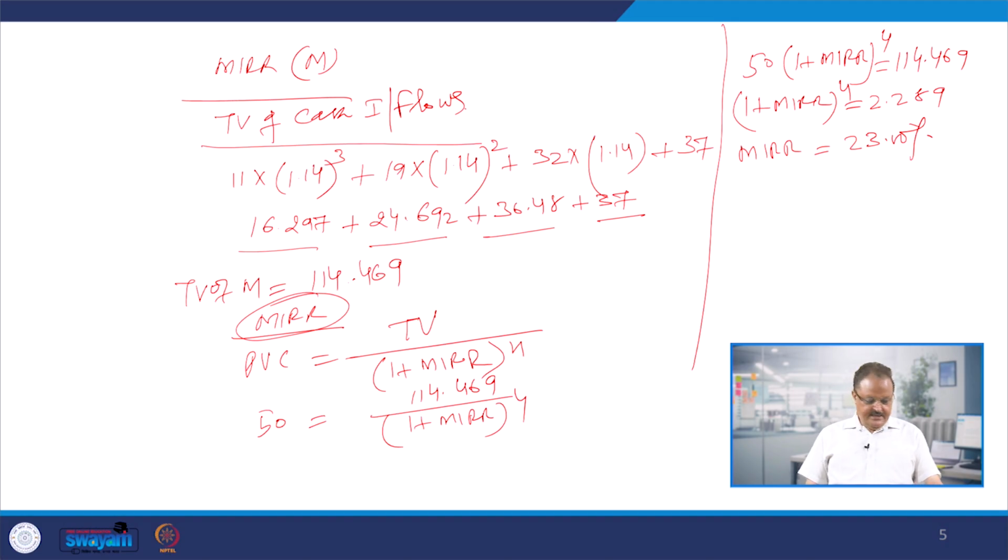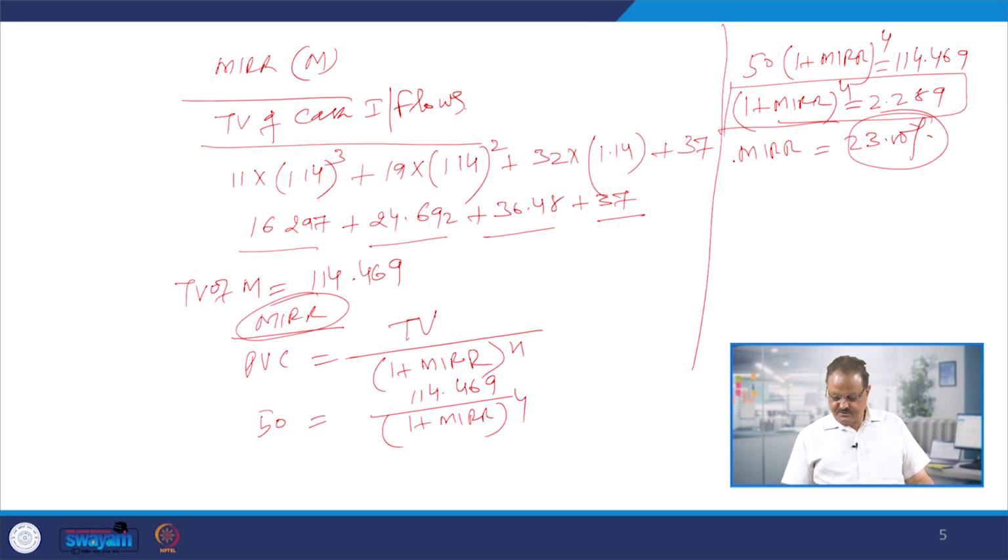If you solve this, finally this becomes 50 into 1 plus MIRR power 4, equal to 114.469. If you go ahead with this equation and this process, 1 plus MIRR power 4 is equal to 2.289. After solving this and calculating the MIRR, this is going to be 23%. So the final value will come out as 23% MIRR for the project M. We have calculated this one.